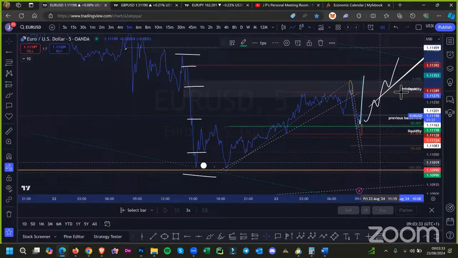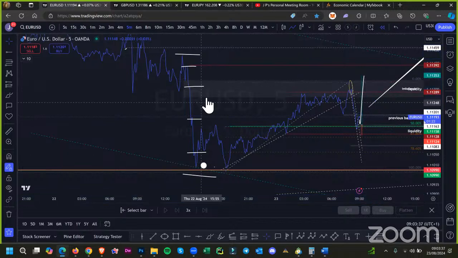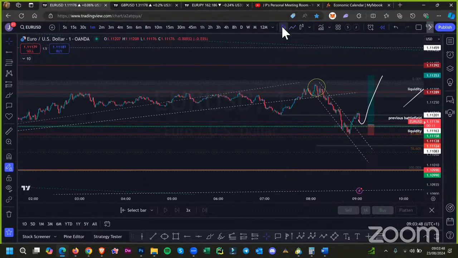Now what I want to do is simplify this. I want to simplify our trading. I want to simplify what you can see. Sometimes all of these lines and numbers become overwhelming, okay? But the reality is it's not overwhelming. It's a very, very basic concept.